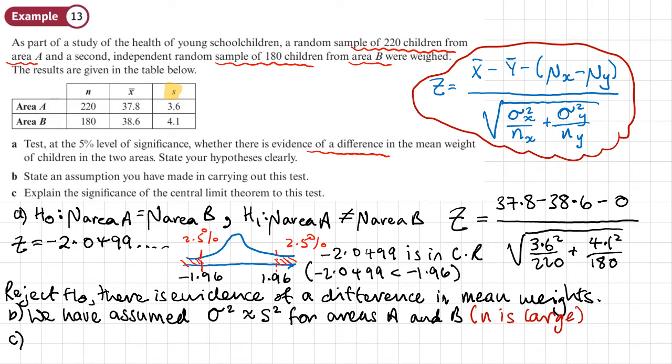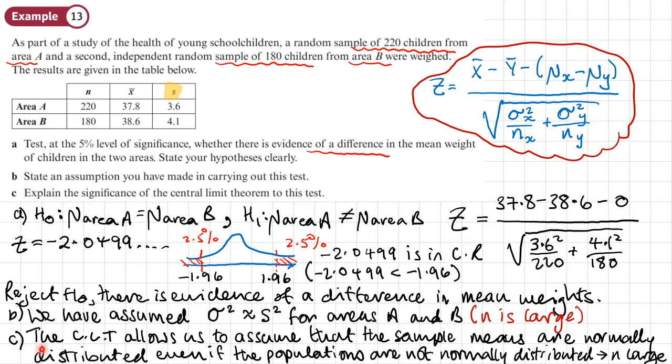And then lastly, part C, explain the significance of the central limit theorem to this test. Now, the central limit theorem allows us to assume that the sample means are normally distributed. That's what allowed us to do this hypothesis test, because we assumed the sample means were normally distributed, even if the populations are not normally distributed. We're not told that the populations are normally distributed, and we can do that because n is large.